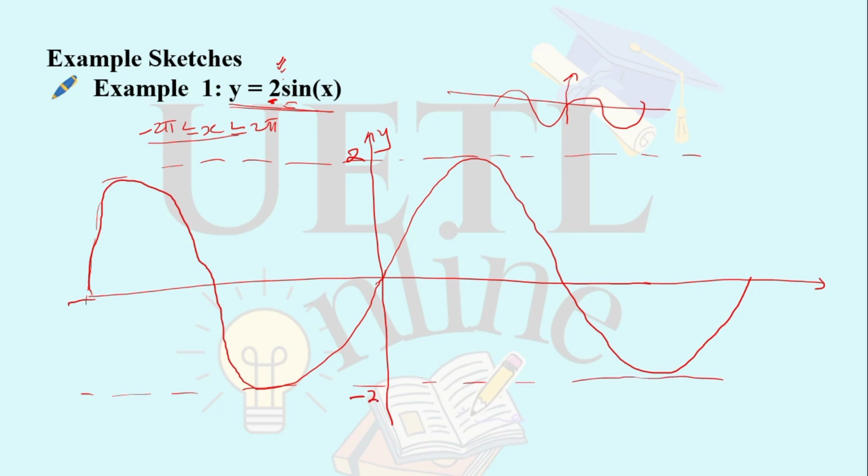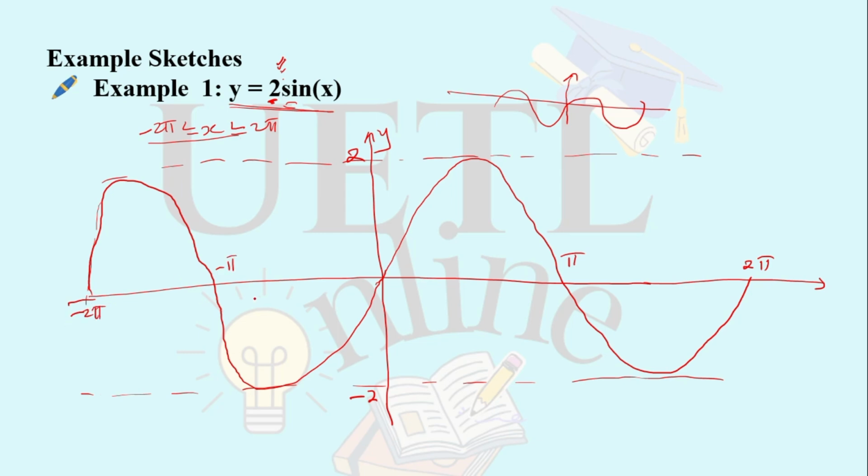From our previous graph, this was 1. Here it has changed to become 2. So it's easy, nothing else will change. This graph will go here and touches at pi, and it is going to here at 2 pi, and here it is going to touch at minus pi, and here at minus 2 pi.